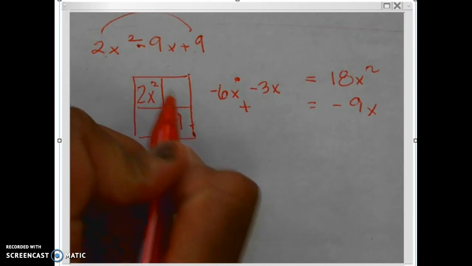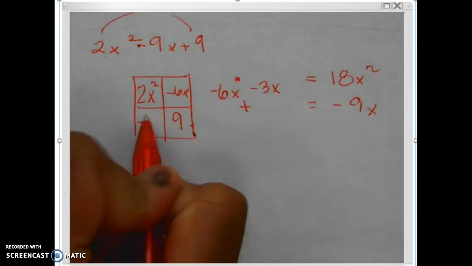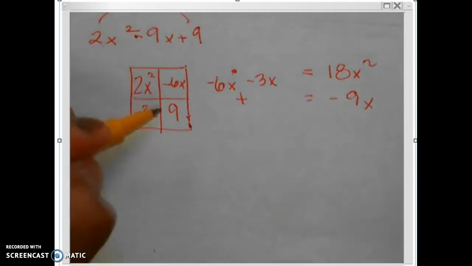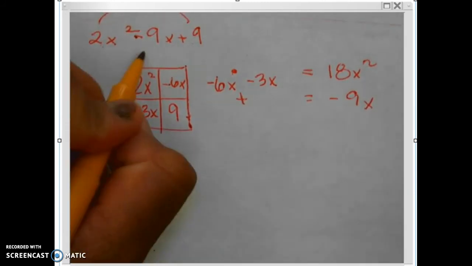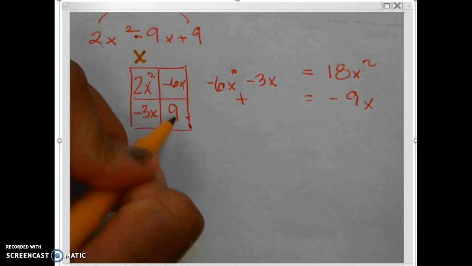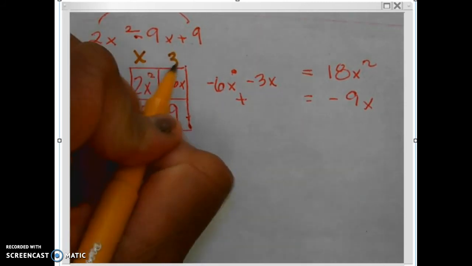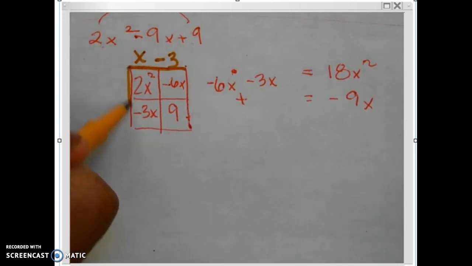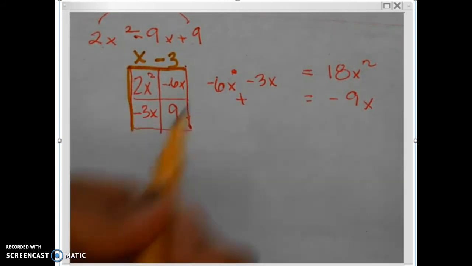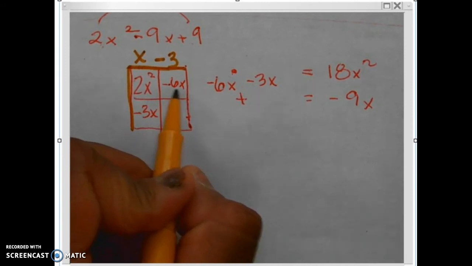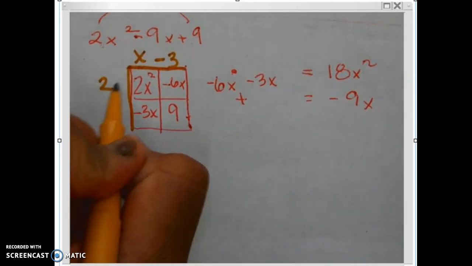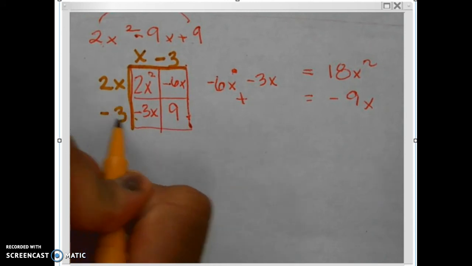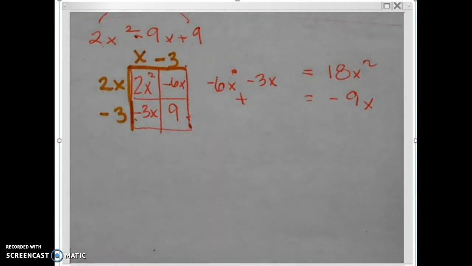So I'm going to put those two numbers in my diagonals, and I'm going to factor. So what goes into both of these two terms? Just an x. What do these two terms have in common? 3, but I'm going to use a negative because I'm always going to take the sign that's closest to these edges. 2x squared and negative 6x both have a 2x in common. Negative 3x and 9 both have negative 3 in common. Sign closest to the edge.